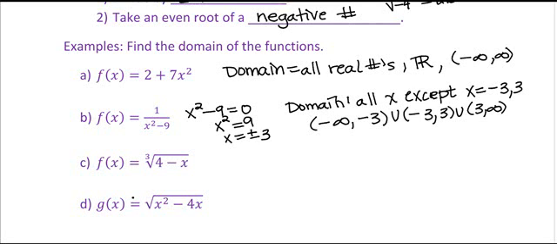Now, the next problem, f of x is equal to the cube root of 4 minus x. Well, this particular function is defined for every value of x because the cube root of a number exists whether that number is positive or negative. So for an odd root, the domain is all reals.